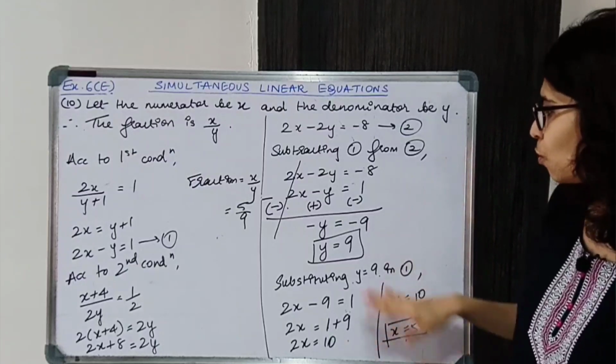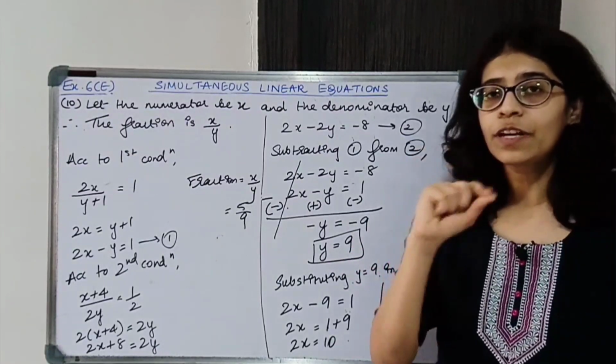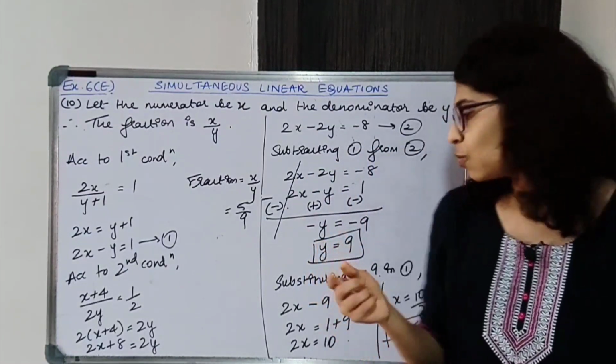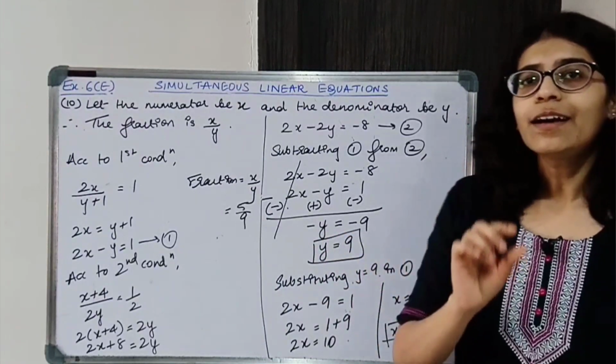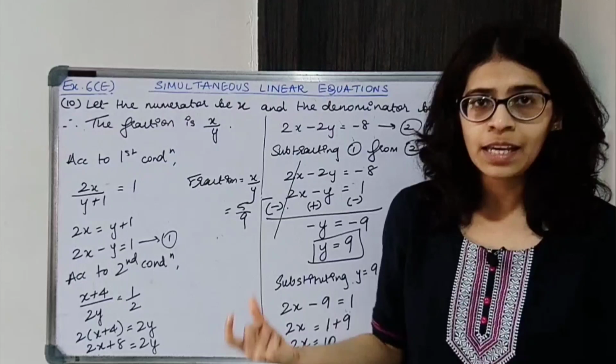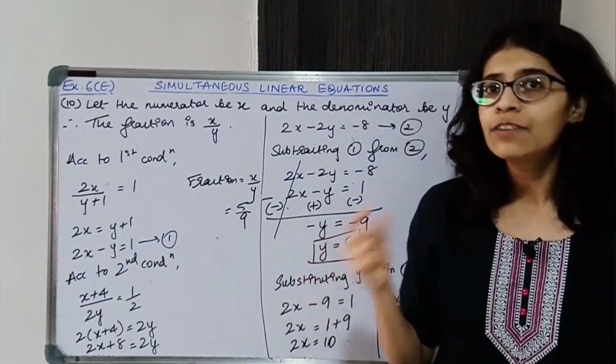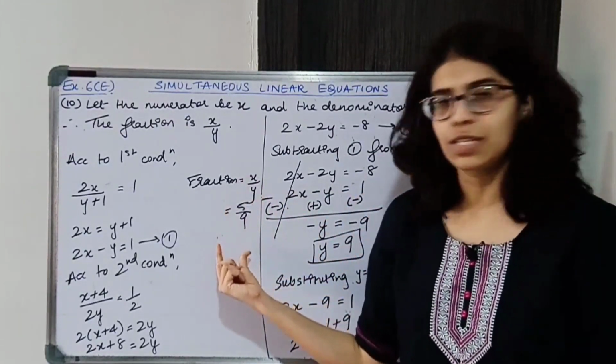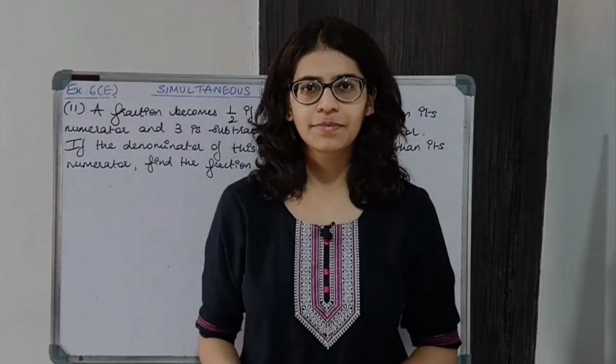Alright, so don't stop over here, you have to find the value of fraction also. So box these, write down numerator is equal to 5, denominator is equal to 9, and then write down at the end fraction is equal to x upon y, which is equal to 5 upon 9.